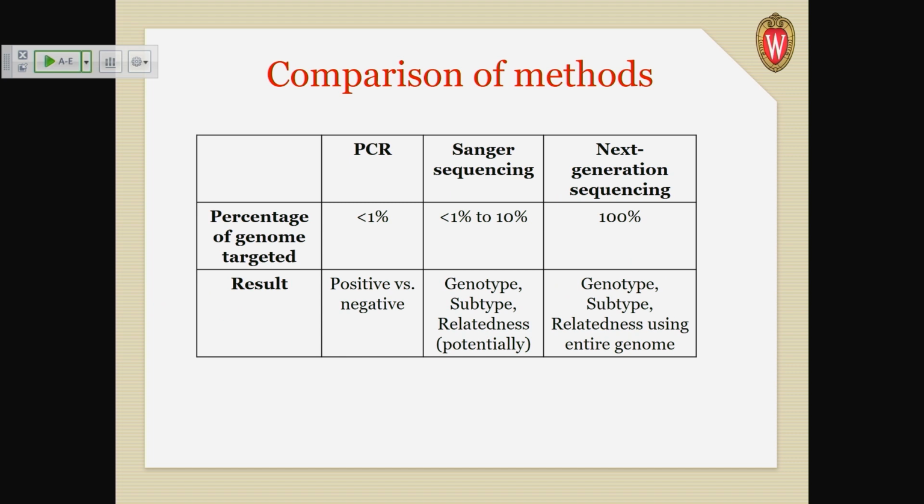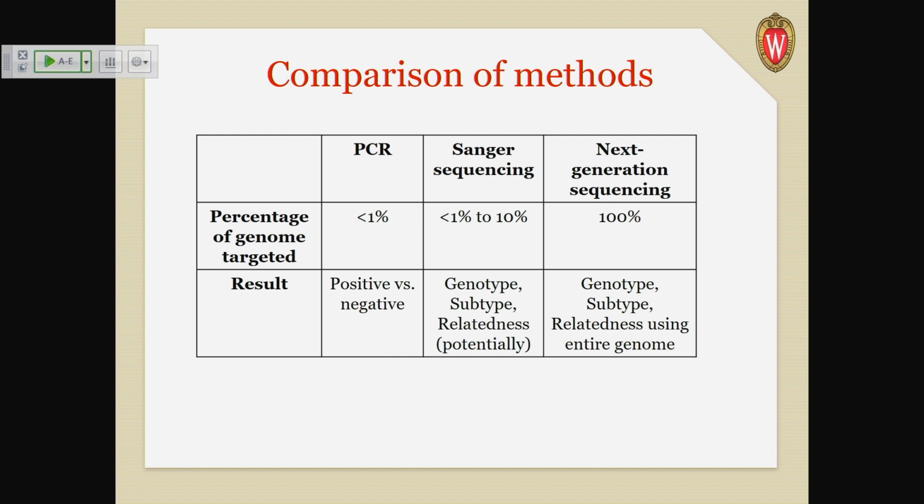And so a quick comparison of overall molecular methods. So we have PCR, where you're going to target a very small proportion of the pathogen genome, and you're just going to say, is this pathogen there or not, positive or negative? With Sanger sequencing, again, it's a really small proportion of the genome that you're targeting, usually less than 1%. If you have a really small genome like a virus and you look at a large proportion of that, maybe you can get up to 5 or 10% of the genome, but it's still a pretty small proportion overall. With Sanger sequencing, you can look at genotype or subtype or potentially relatedness if that small part that you're targeting is a hypervariable region and you can really tell if things are related or not. But that's not a super common use of it.